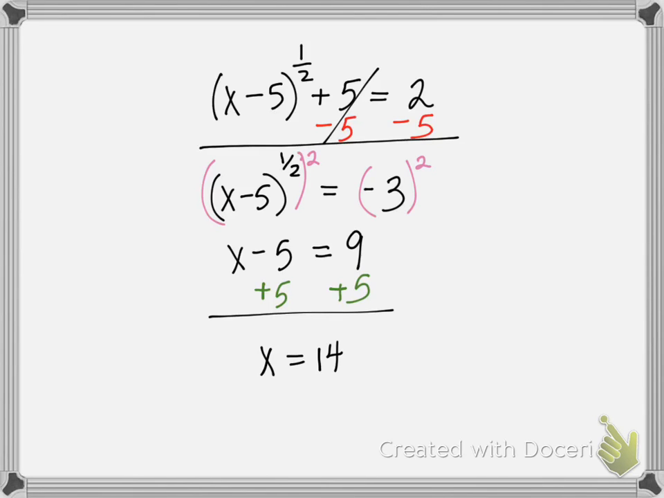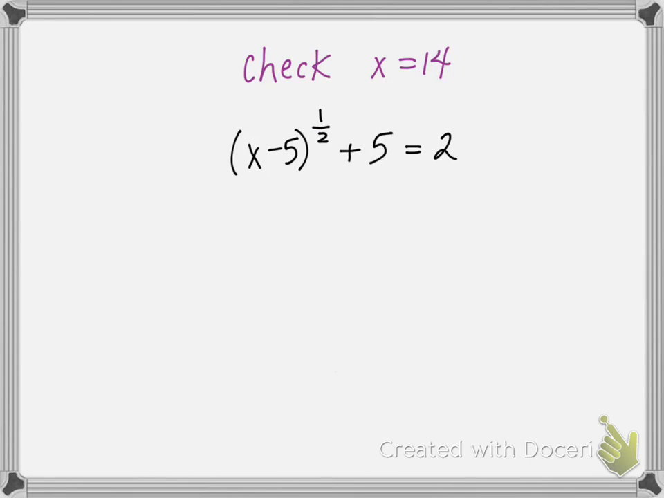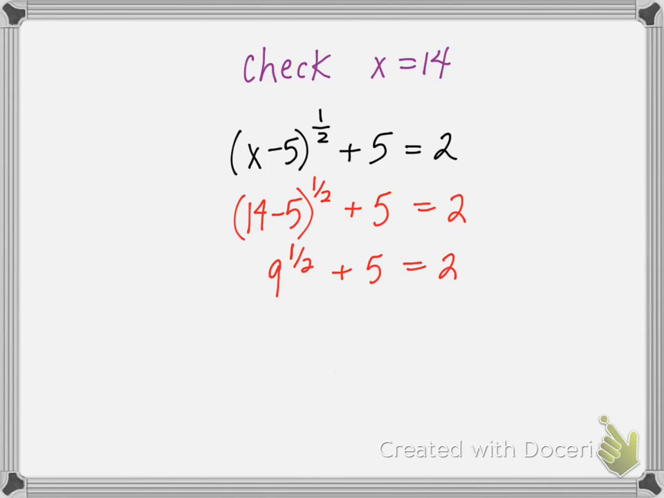Now don't forget, with radical equations, you do have to check your answer to make sure you don't have an extraneous solution. So let's check x equals 14 by plugging in 14 for x. So (14 minus 5) to the 1/2 plus 5 needs to be equal to 2 if 14 is a true solution. So 14 minus 5 is 9. So 9 to the 1/2 plus 5 is equal to 2.